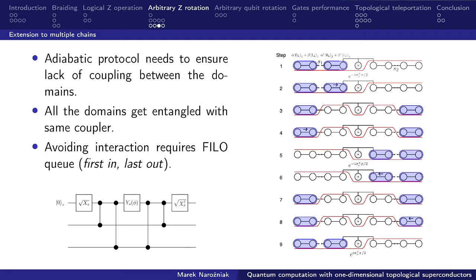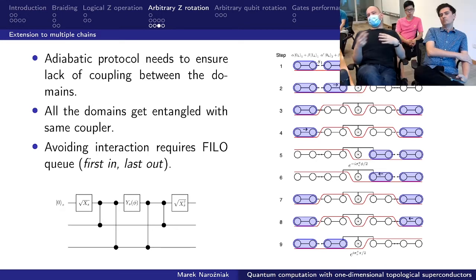And here we do it using the FILO queue, first in, last out. So we just move them one by one. They all get entangled, and then we move them back in the reverse order because they have to return on the same path as they entered. Maybe you can just talk through the steps and then match it to the circuit diagram.